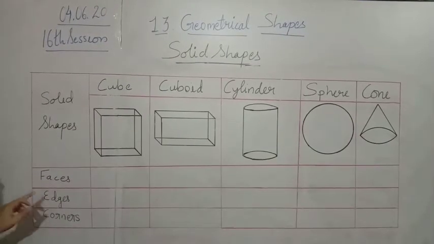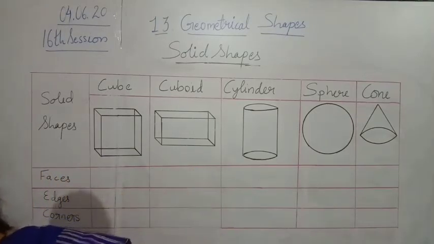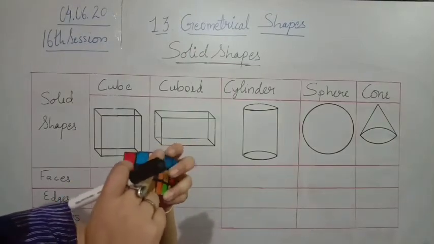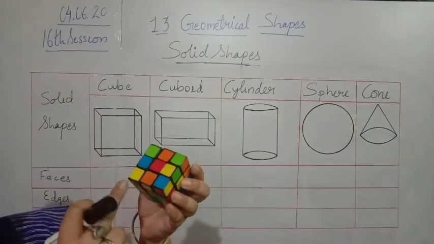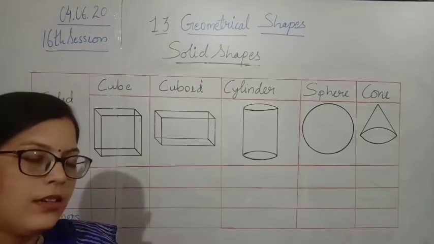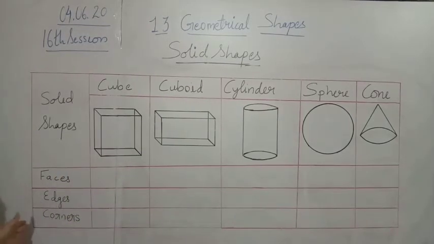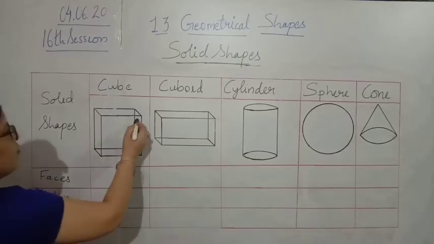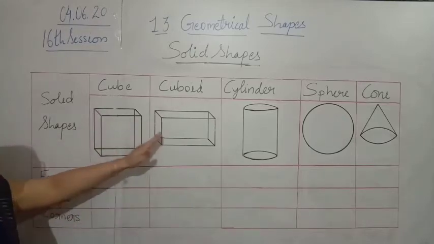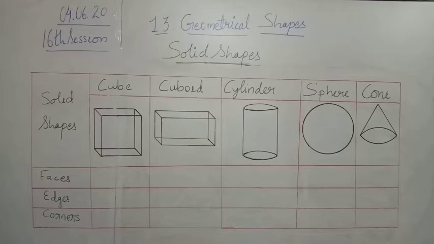Then what are edges? See, these are the edges. This is the edge of cylindrical shape, and this is the edge of cube shape. Clear? So edges also can be straight or curved. Now corners. How many corners does each shape have? Here these are the corners. In cube and cuboid, where 3 edges meet, it forms the corner. So let us start, first of all, from cube.